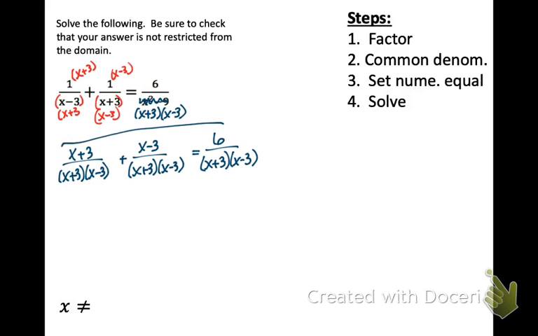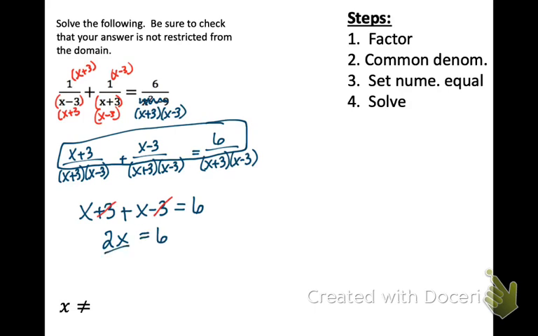Denominators are all the same, so I'm just going to set my numerators equal. So I have x plus 3 plus x minus 3 equals 6. x and x is going to make 2x. These 3's add up to 0, so they cancel out. I did not plan for all of these answers to be equal to 3. But I got 3 again.